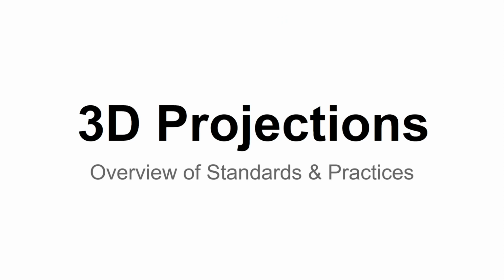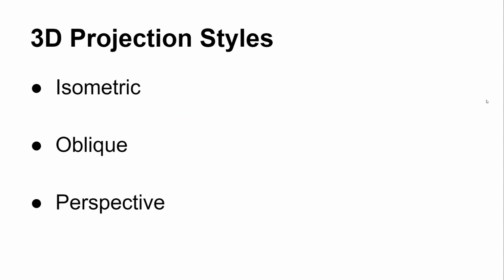Okay, in this video we're going to go over one of the 3D pictorial styles for drafting, and this is one that is most commonly used, particularly in the field of engineering, and that is the isometric. In this module, we'll look at isometrics, and we'll do obliques and perspectives in the next lesson of the module.